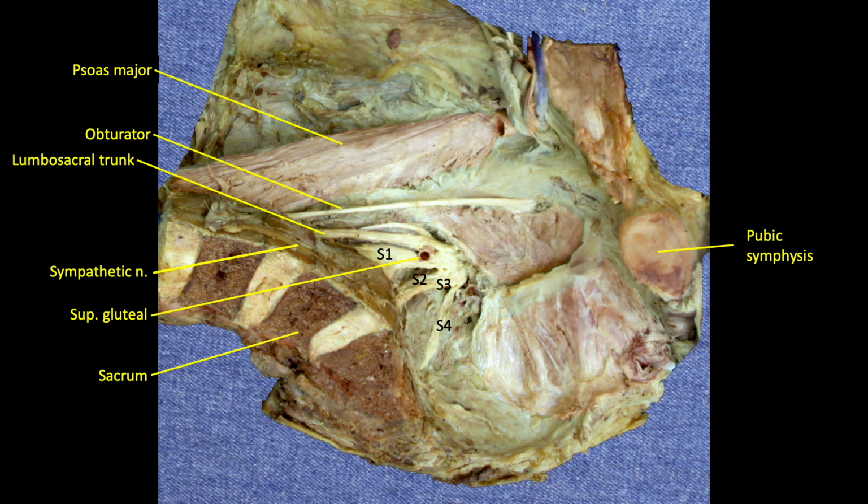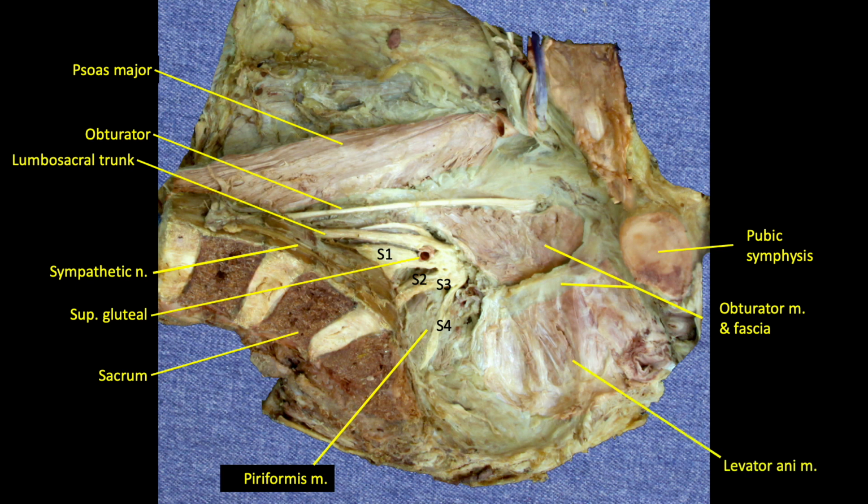We now move to the muscles of interest and first label the piriformis. The obturator internus and its prominent fascia help form the lateral wall of the pelvis. As we described in the female, the levator ani takes part of its origin from the obturator fascia and meets the contralateral levator ani to help form the pelvic floor. This now concludes this presentation on the male pelvis.